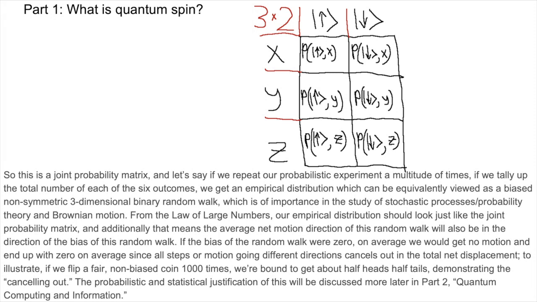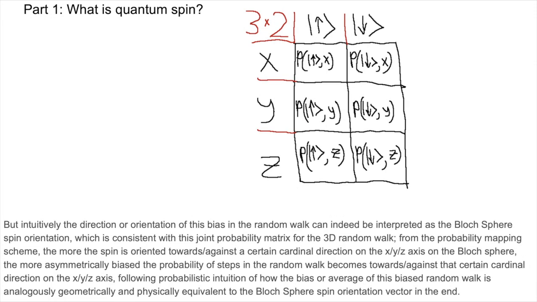To illustrate, if we flip a fair, non-biased coin 1,000 times, we're bound to get about half heads and half tails, demonstrating the canceling out. The probabilistic and statistical justification of this will be discussed more later in Part 2, Quantum Computing and Information. But intuitively, the direction or orientation of this bias in the random walk can indeed be interpreted as the Bloch sphere spin orientation, which is consistent with this joint probability matrix for the 3D random walk.